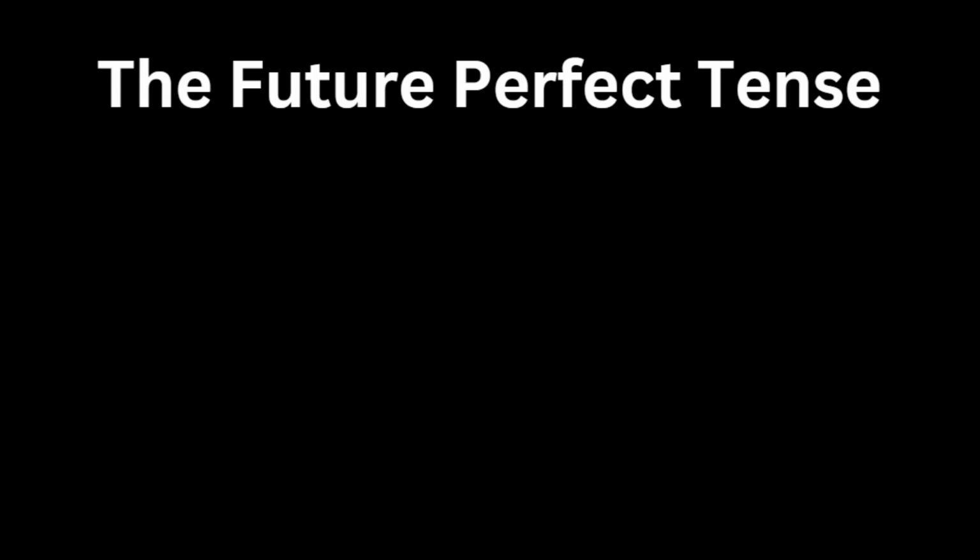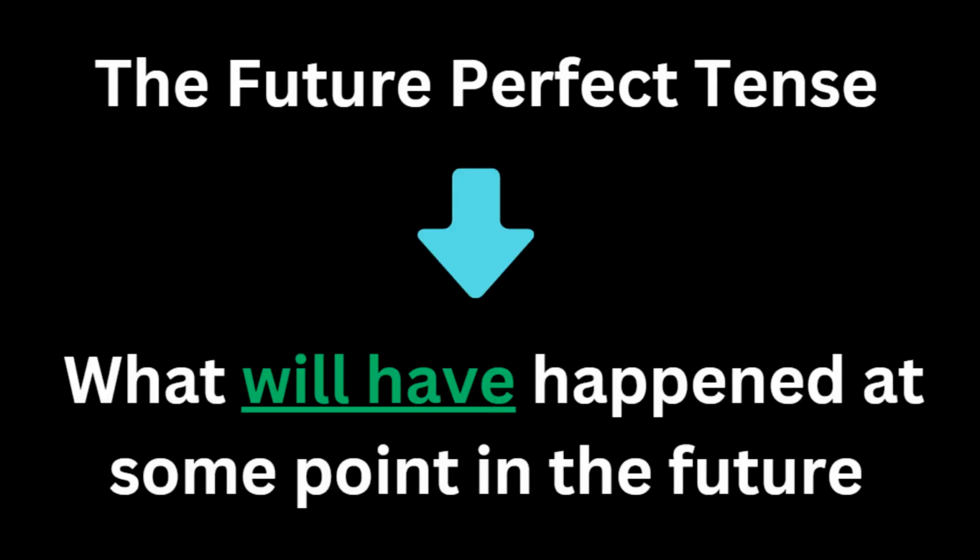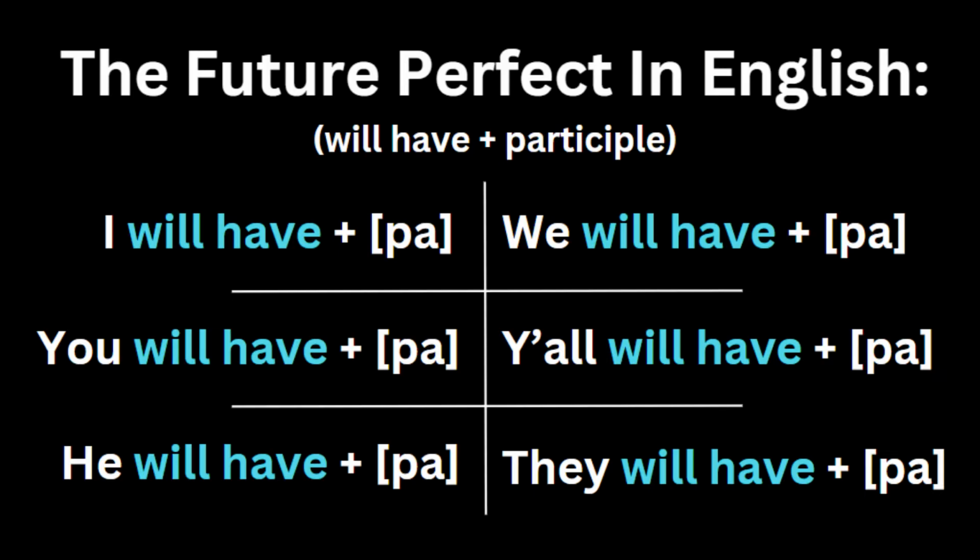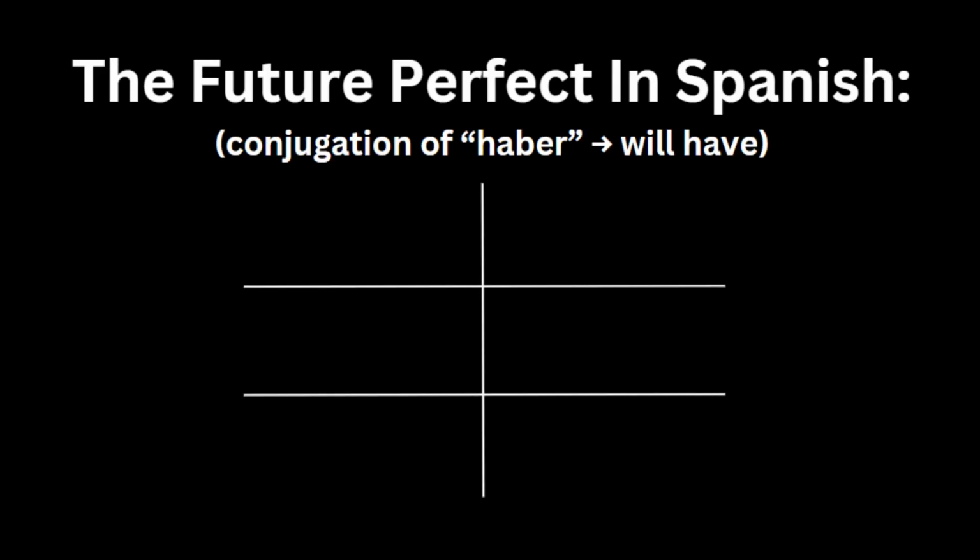The future perfect tense in Spanish speaks about what will have happened at some point in the future. In English, it's a tense that's not used often, but when it is, it's a simple concept because all we do is put the construction "will have" and then we add any participle that we want after. In Spanish, however, we have a slightly different concept that again uses the verb haber, but in the future perfect, we use a conjugation that is equivalent to both of the words "will have."